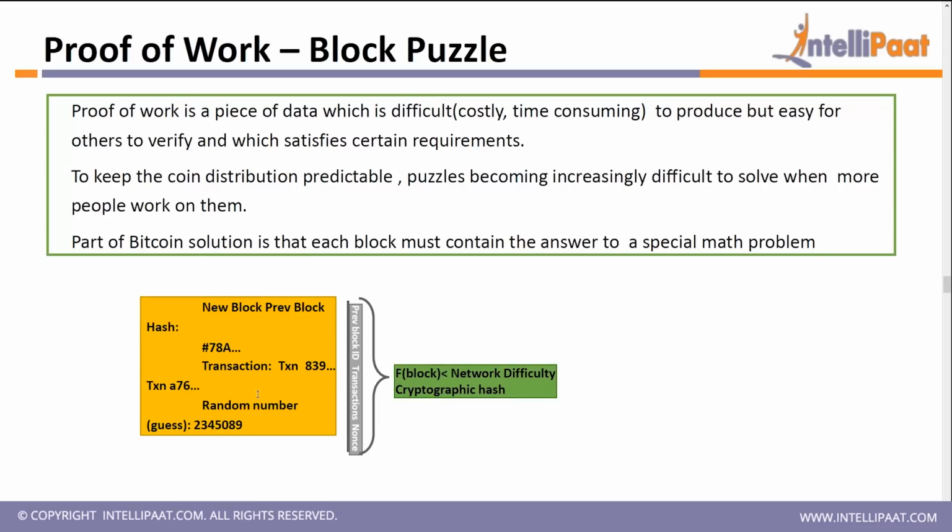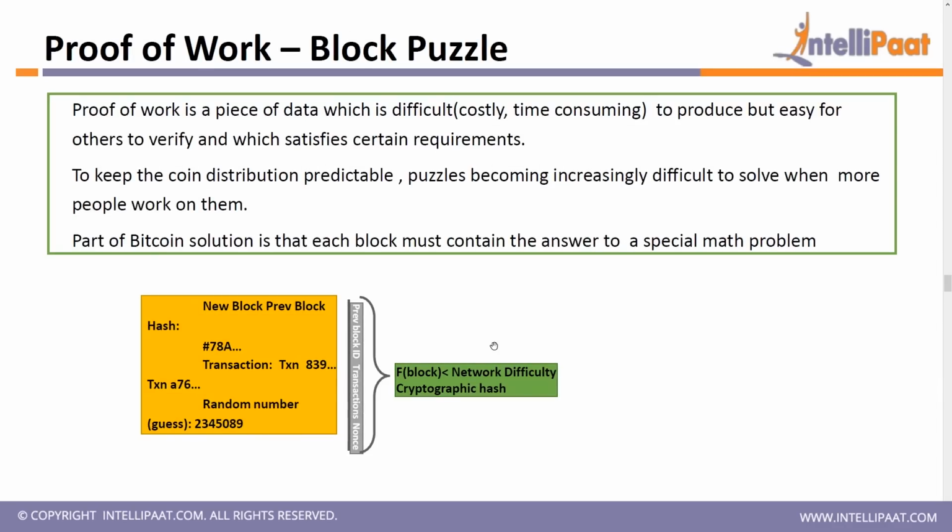Proof of work is a piece of data which is difficult, costly, and time consuming to produce, but easy for others to verify, and which satisfies certain requirements. To keep the coin distribution predictable, puzzles become increasingly difficult to solve when more people work on them. Part of the Bitcoin solution is that each block must contain the answer to a specific math problem. Since we are concerned with how new blocks are picked, proof of work is an example of doing so.